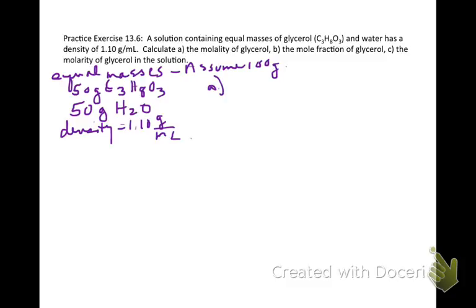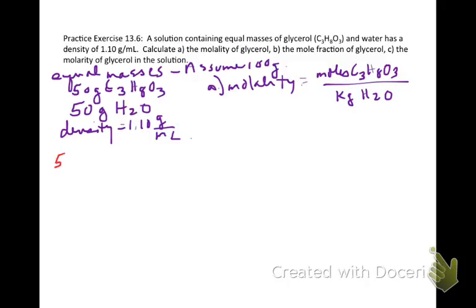The first thing we're asked for is the molality of the glycerol. So they're telling us that the glycerol is the solute. So the molality is going to be the moles of the glycerol over the kilograms of the solvent, which is water. All right. Well, from our assumption, we have enough to calculate the moles and also the kilograms. So let's do that.